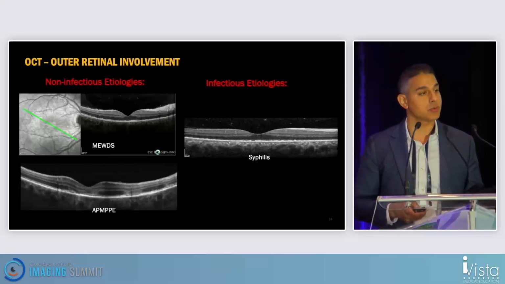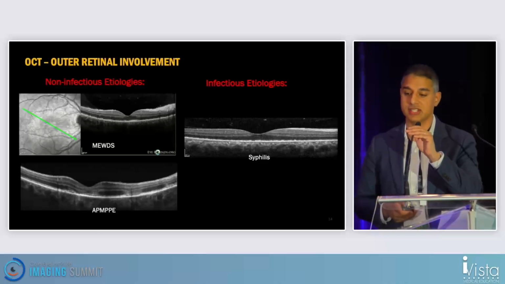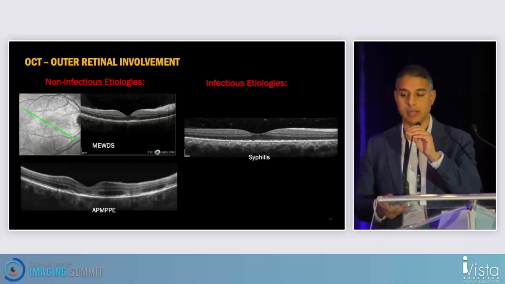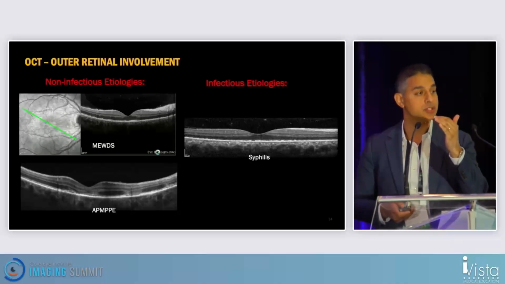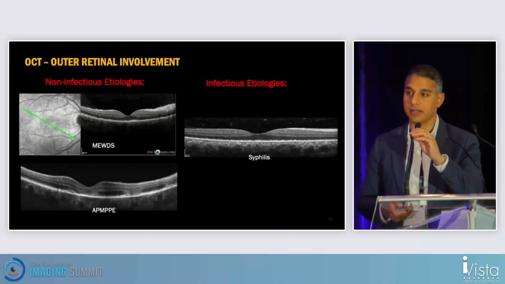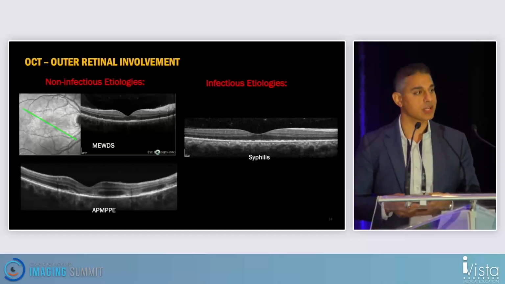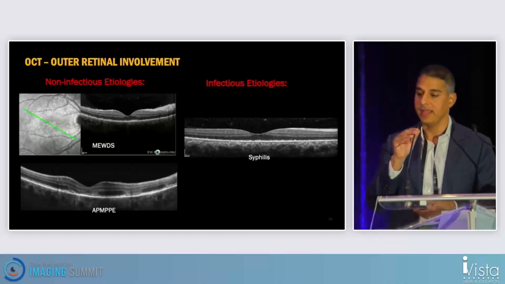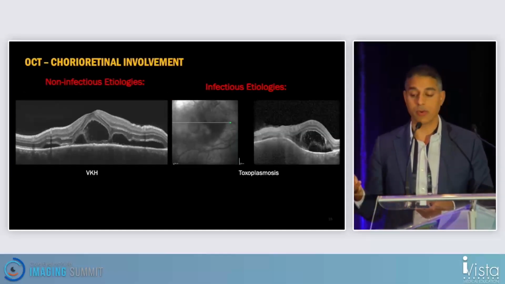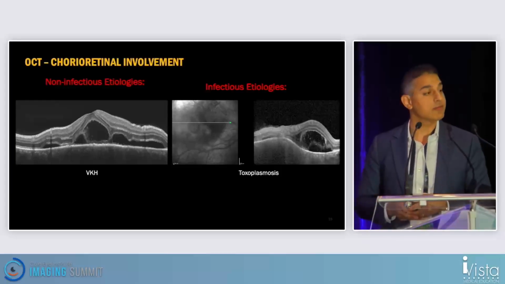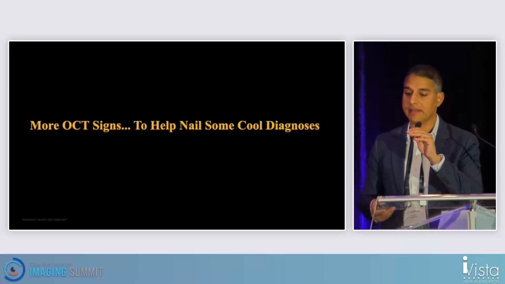One is MUDES. One of the cool features, outside of just the size of the lesions, to differentiate MUDES and AMPPE, is that AMPPE often involves the outer nuclear layer. So we get that hyperreflectivity of the outer nuclear layer, and then eventually atrophy of the outer nuclear layer as that goes away. And we already talked about syphilis, on the other hand. Also look at the choroid. Is it uniformly thickened, as in VKH, or focally thickened, as in toxoplasmosis?